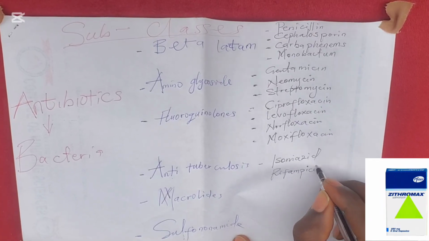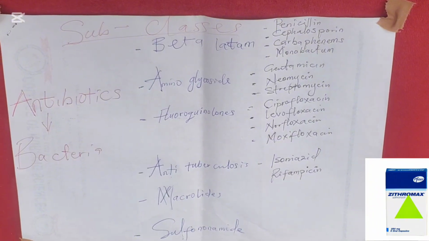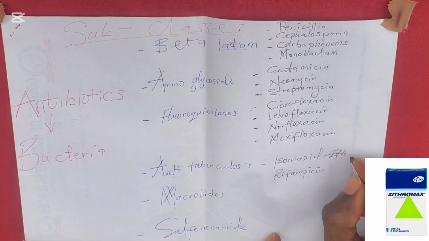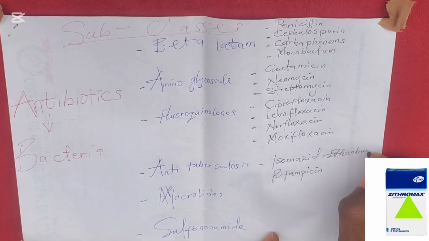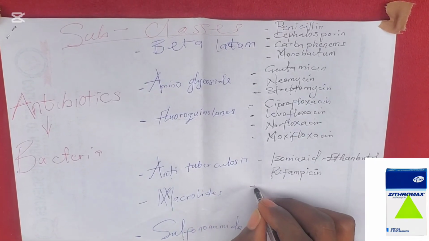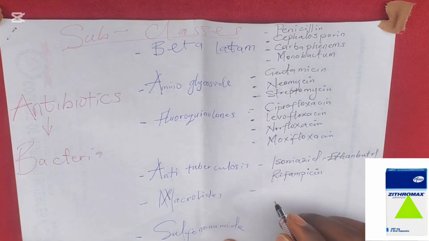This spelling. We have rifampicin. Then we also have the ethambutol. Let me put it here. Ethambutol. Now after that, we go to the macrolides. In the macrolides is where you see azithromycin, clarithromycin, and erythromycin.